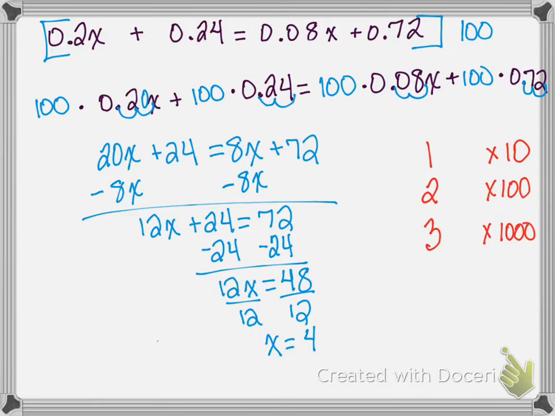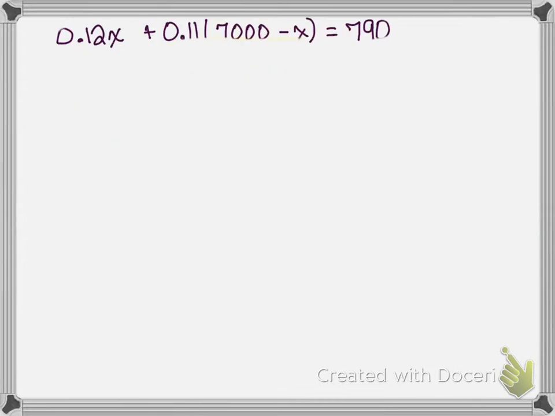Now, before I let you go, I need to show you one more thing. Okay? Now, this right here is what makes this one different. That's what makes this one different. But what is my highest number of decimals? 2. So what am I going to multiply everything by?